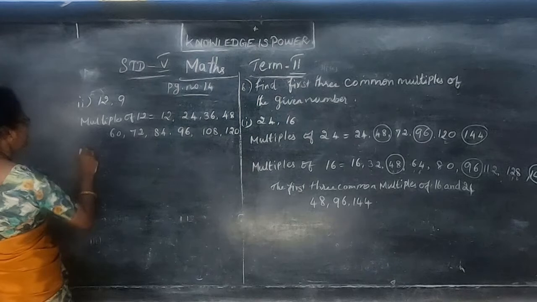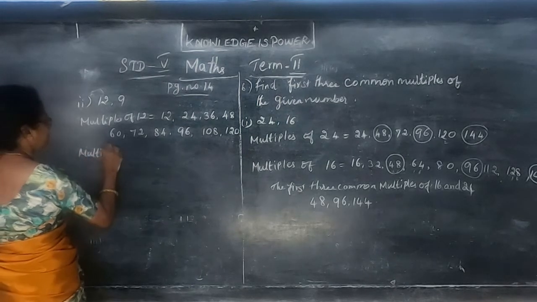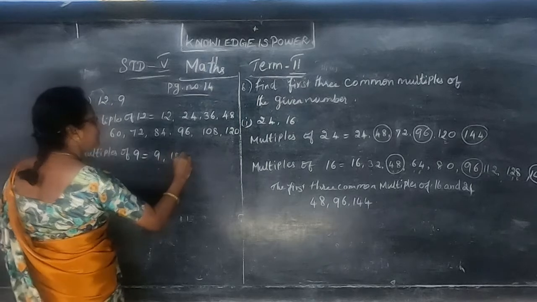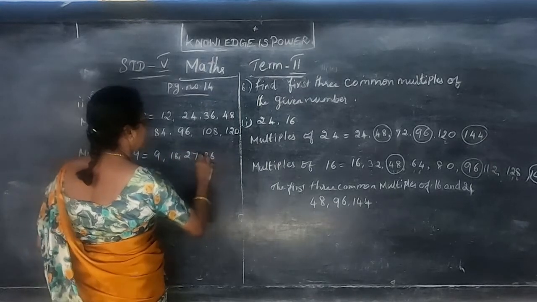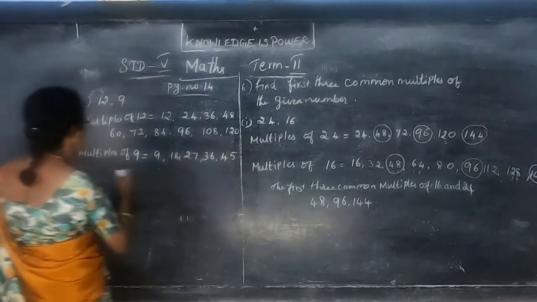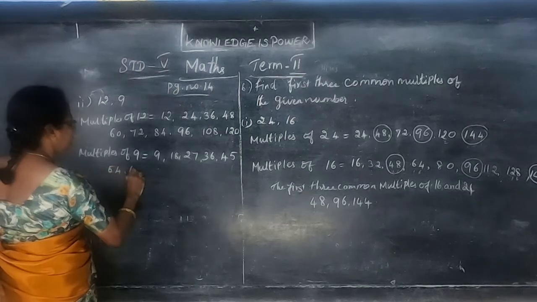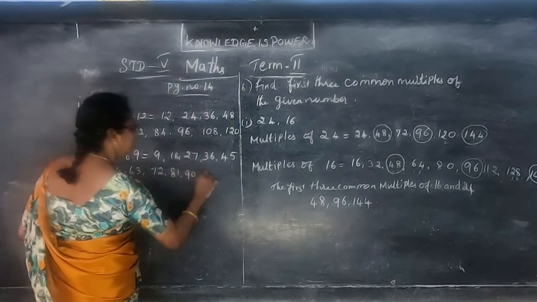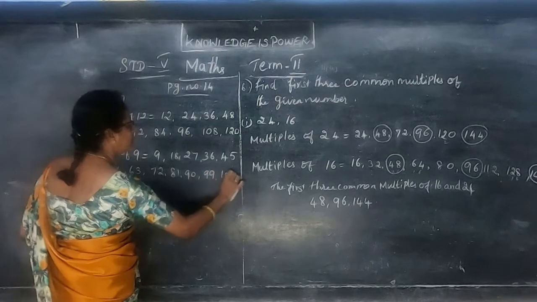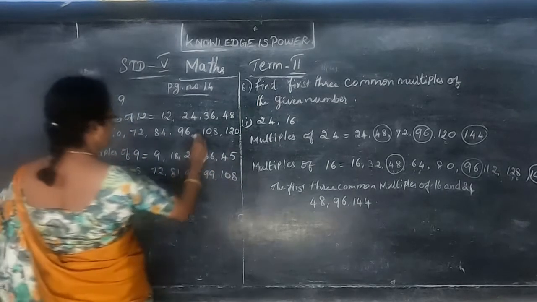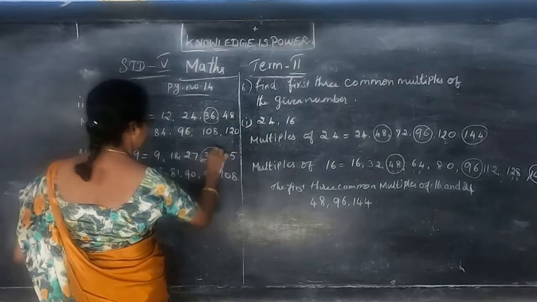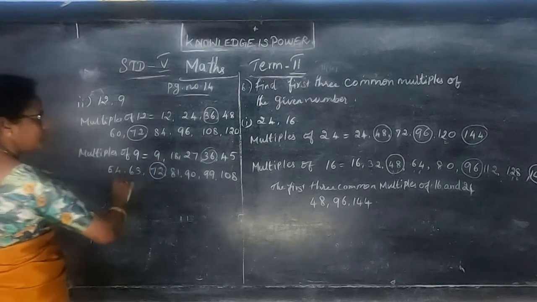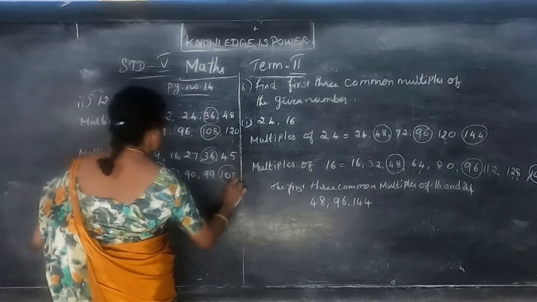Then multiples of 9. First you write the multiples because we have to find out the three multiples. So 9 ones are 9, 9 threes are 27, 9 fours are 36, 9 fives are 45, 6 are 54, 9 sevens are 63, 9 eights are 72, 99, and 12s are 108. So the common multiples are 36, and this is 36, and 72, and this is 72, and 108, and this is 108.